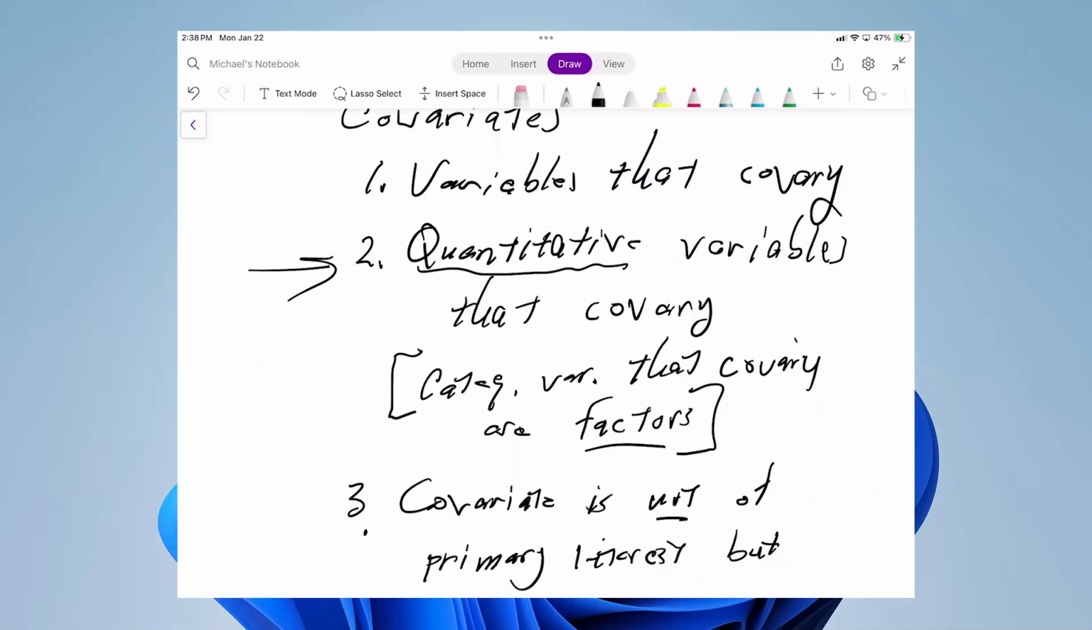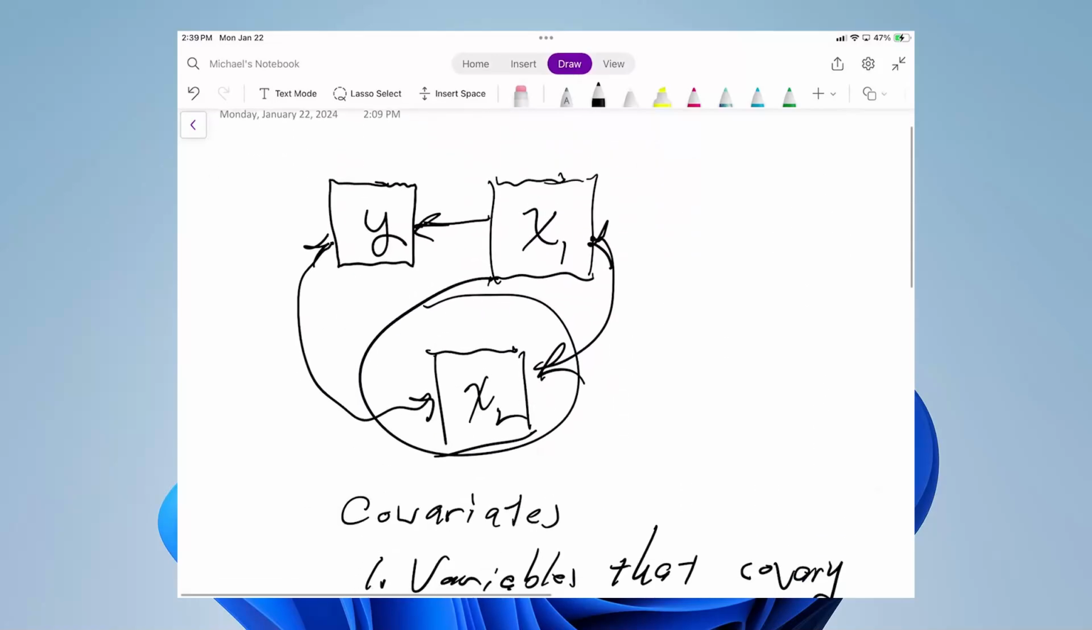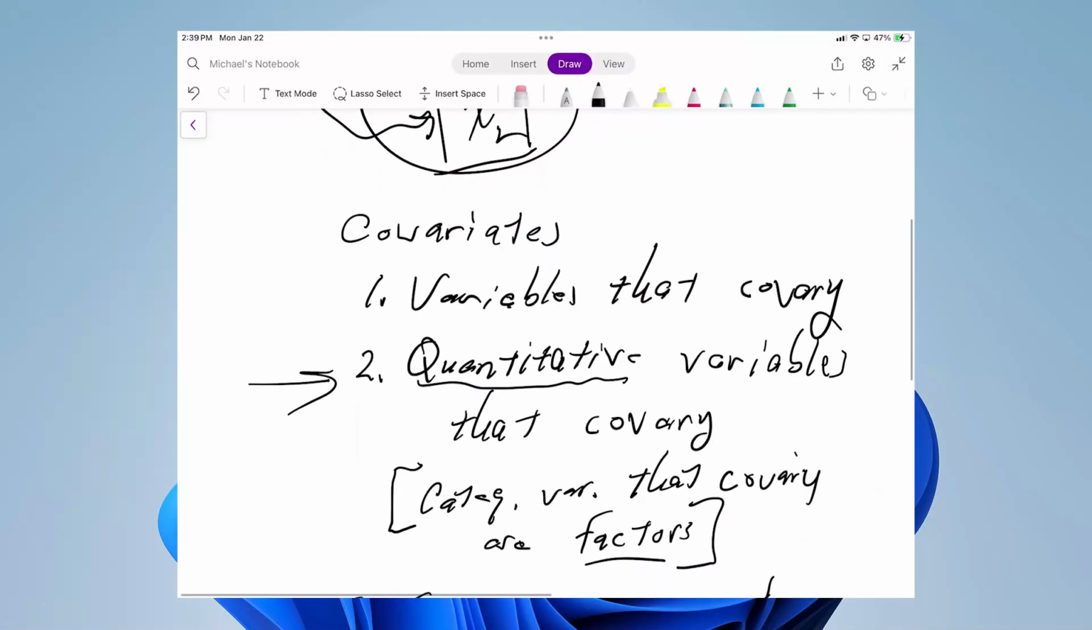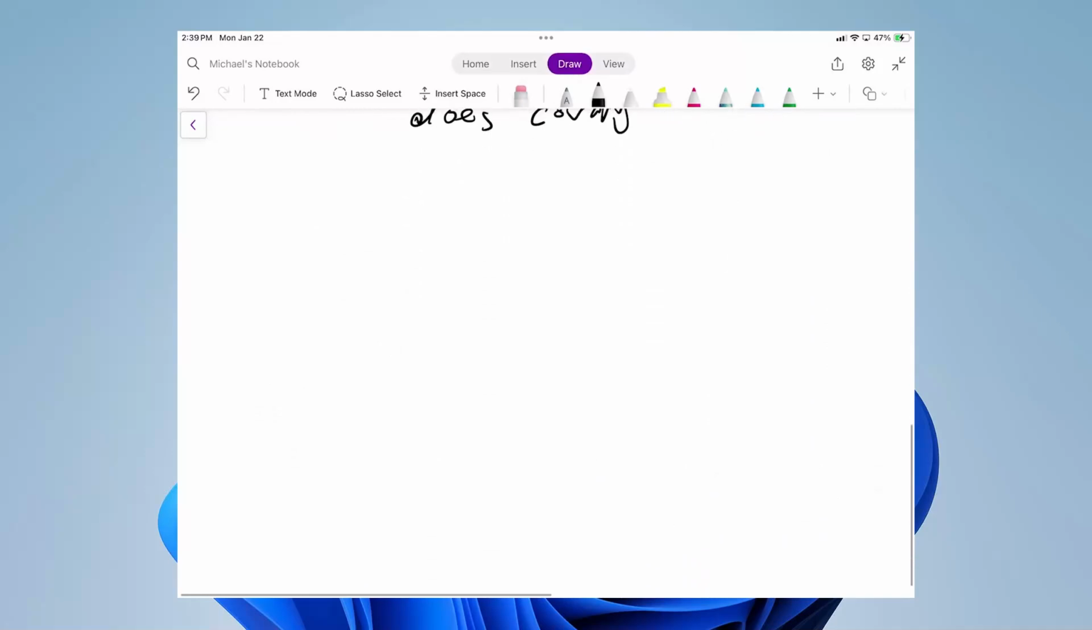Now you might wonder why I choose this way. Part of the reason is because I am teaching you this in the context of R, and R distinguishes between factors and non-factors, that is, quantitative variables, which I would call covariates. So with that in mind, let's talk about a couple other definitions.